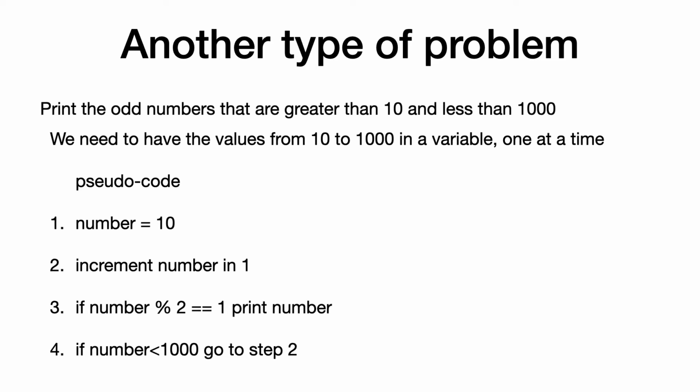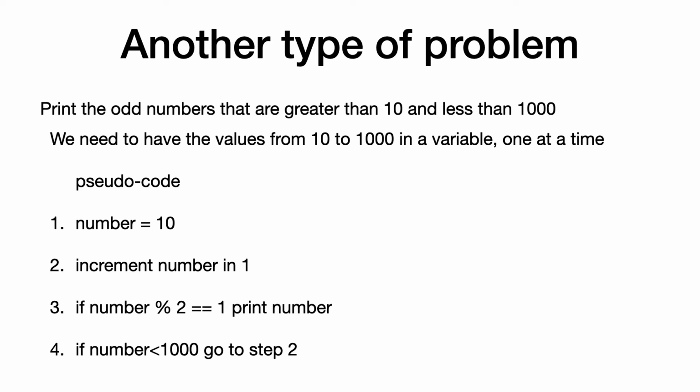After that, we are going to use another condition, but this one works in a different way. If the number is less than 1000, then we are going to go to step 2. We didn't see this type of example before. And if we go to step 2 from step 4, then step 3 will be repeated. That's why we call this type of algorithm one with repetitions.